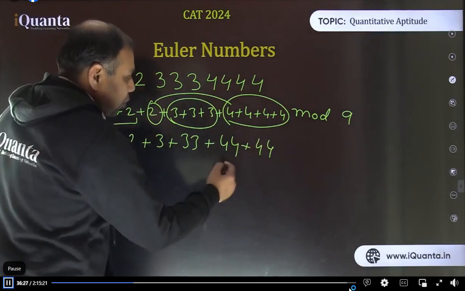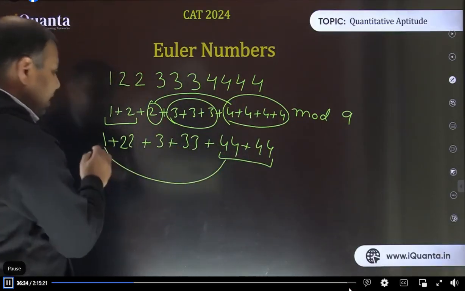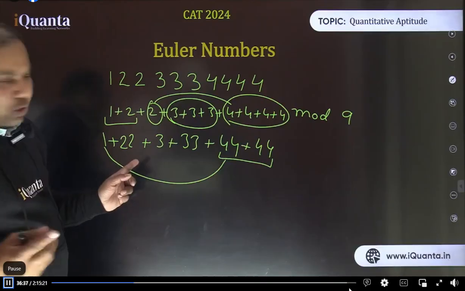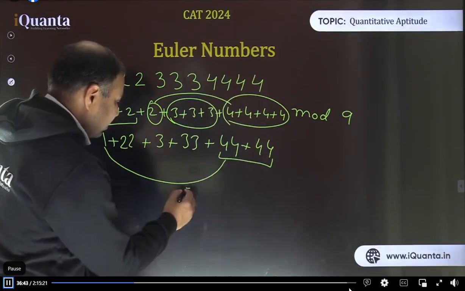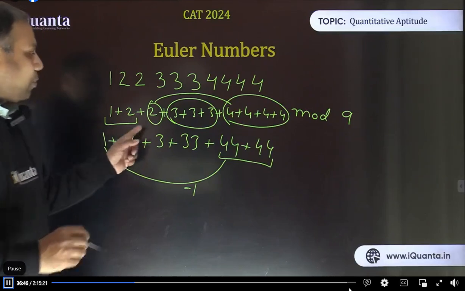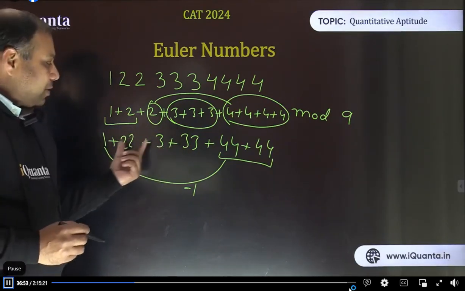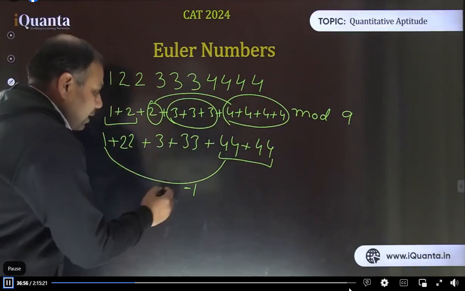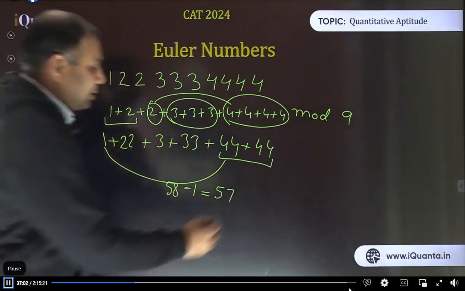So what will be the remainder? Now this 44 and 44 makes it 88. Right? 88 and 1 if I club, 88 plus 1 is 89. 89 is 1 short of 90. That gives you remainder minus 1. Now 22 plus 3 is 25. 25 and 33, how much is that? 25 and 33 is 58. So 58 minus 1, that is 57. Now 57 gives you remainder 3.